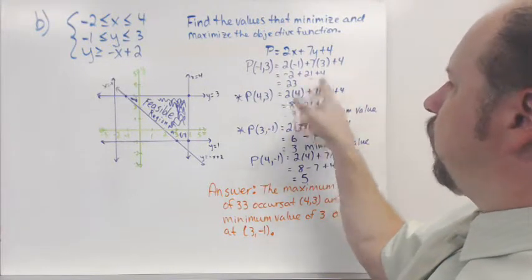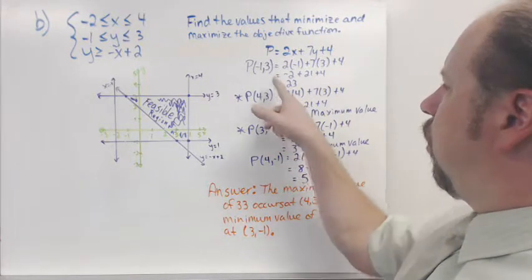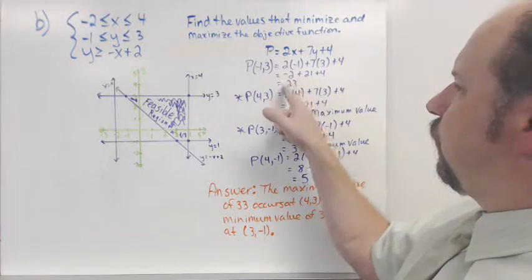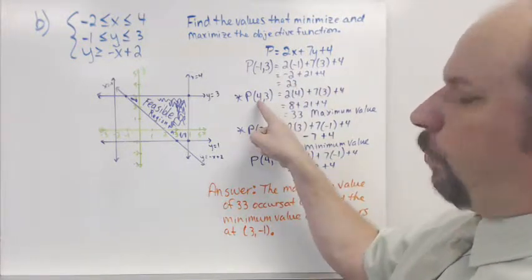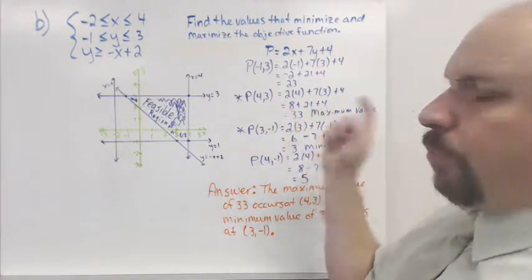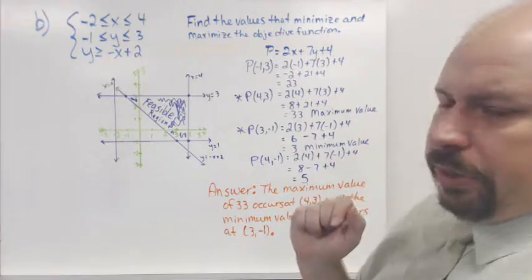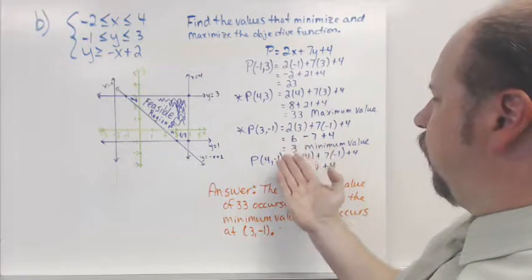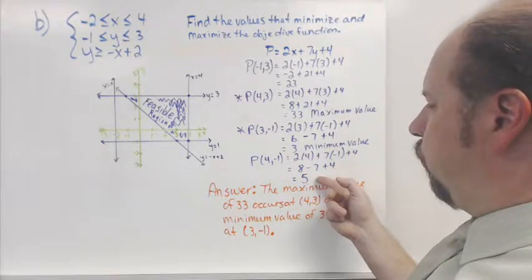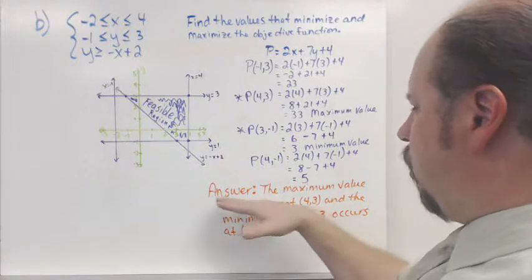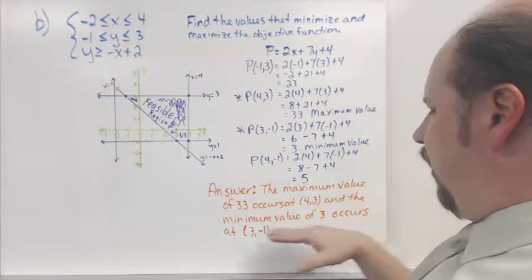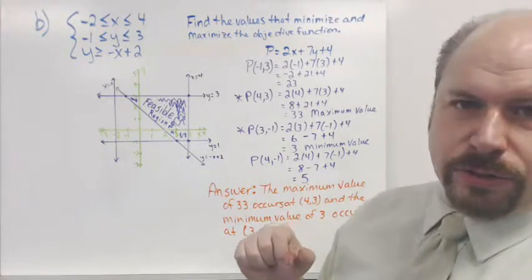If we take each of our points and plug them in, for here we get 2 times -1 plus 7 times 3 plus 4, which gives us 23. Here if we put in 4, 3, we have 2 times 4 plus 7 times 3 plus 4, which is 8 plus 21 plus 4 gives us 33, and so on. So down here, if we put this one in, we end up with 3, and when we put this one in, we end up with 5. So our answer is the maximum value of 33 occurs at 4, 3, and the minimum value of 3 occurs at 3, -1.